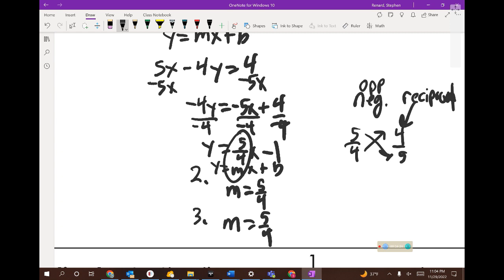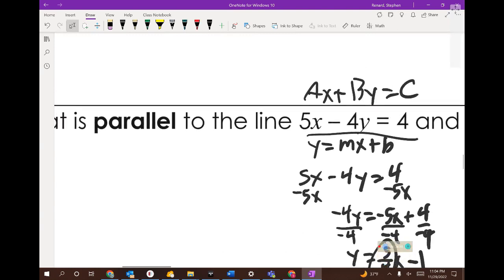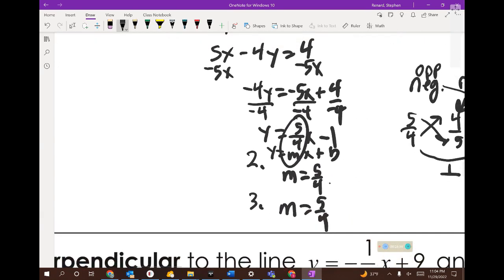That's what reciprocal means. And then for the opposite or negative, we just change the sign. So these two would be perpendicular to each other. Slopes of 5/4 and -4/5 would be perpendicular to each other, and that's how you'd solve that. But we're not looking for perpendicular here. We're looking for parallel. Parallel means they're the same.